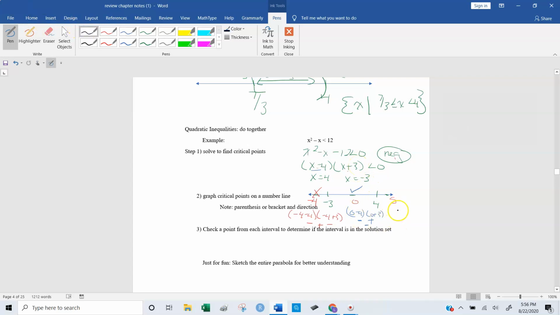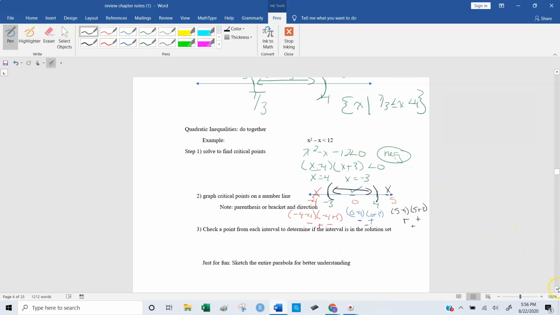Let's plug in our 5. So now we have 5 minus 4 and 5 plus 3. Well, 5 minus 4, that's positive, and that's positive. A positive times a positive is a positive, but I need a negative, so that guy's wrong. So my answer is between negative 3 and 4. These are the numbers that solve that inequality.